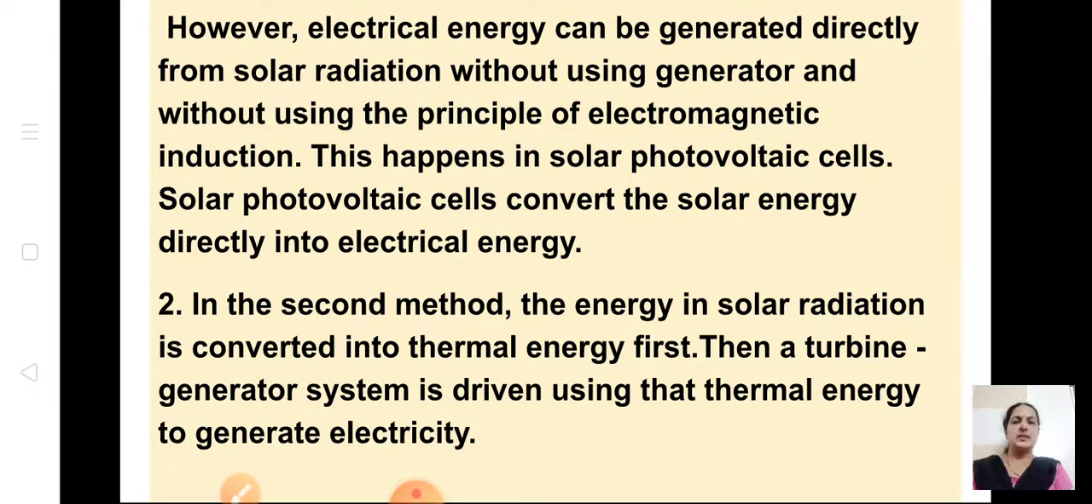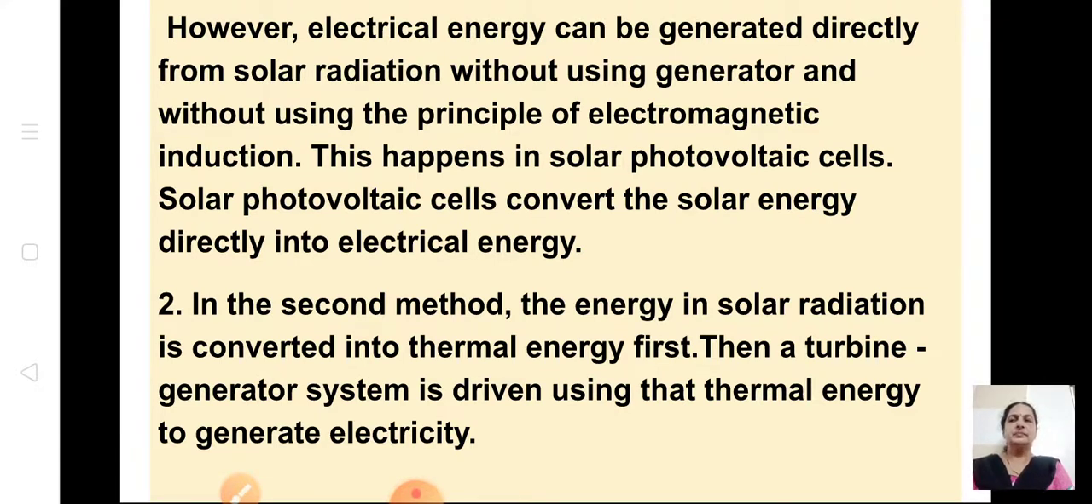All of you would have seen the solar panels. We have seen the silicon cell, solar energy with the help of the solar photovoltaic cell. The solar photovoltaic cell converts the solar energy directly into electric energy.